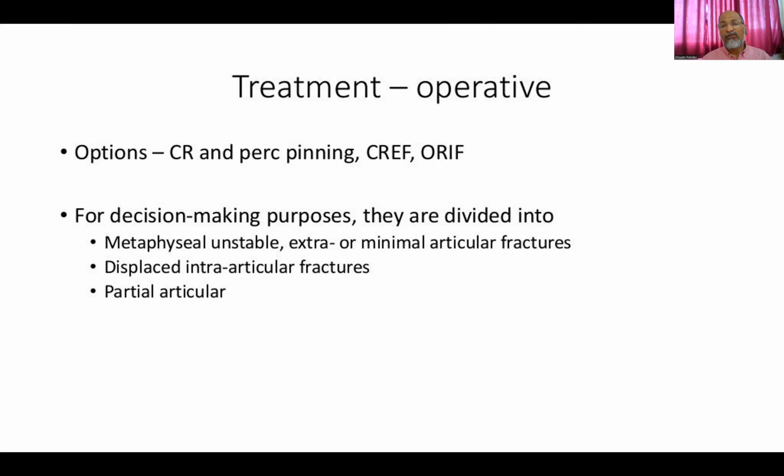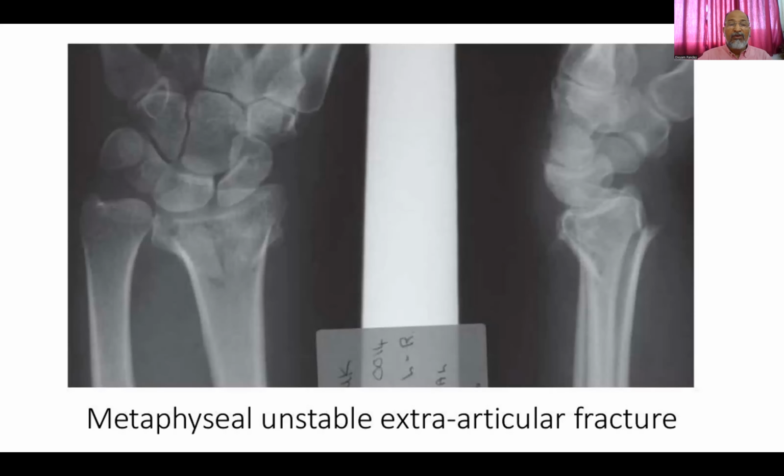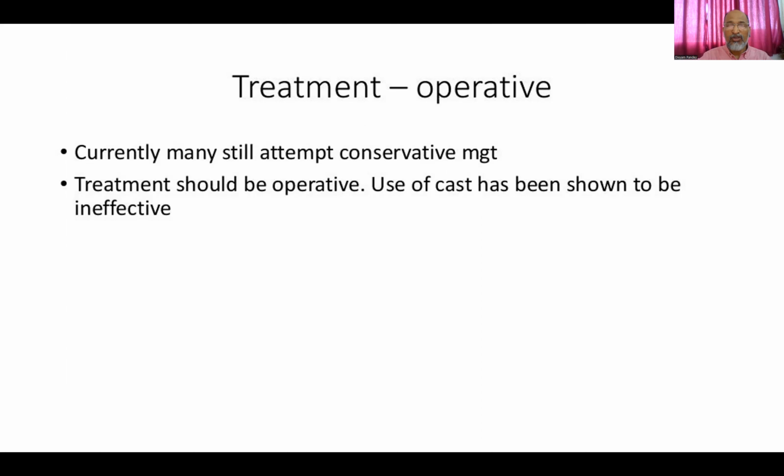For decision-making purposes, they are divided into metaphyseal instability with extra-articular or minimal articular fractures, the displaced intra-articular fracture, and the partial articular fracture, that is Barton's fracture of volar or dorsal variety. So here you can see the metaphyseal unstable extra-articular fracture. The articular surface is maintained, but because of the comminution on the metaphyseal side, it is unstable. You reduce it and it goes back into its displaced position.